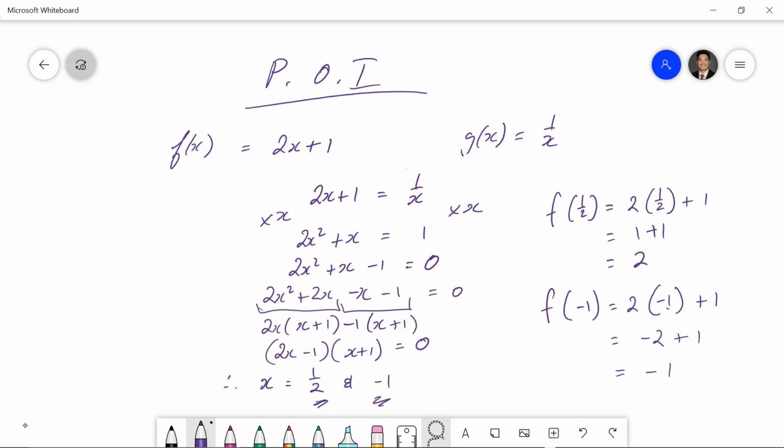So our points of intersection, without even having to draw up the graph, are going to be a half and 2, and minus 1 and minus 1.